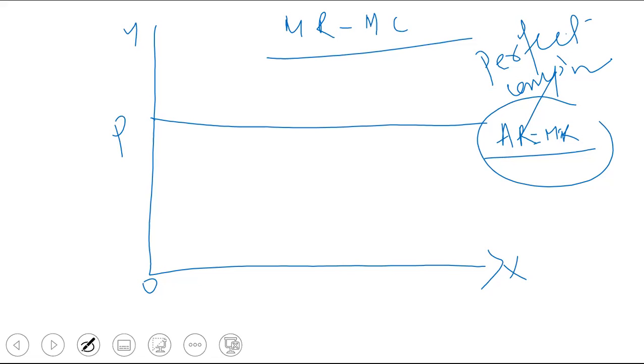So, why is AR equivalent to MR in perfect competition? Because additional units are sold at the same price. And here you can see that OP is the price level. In perfect competition, the seller is a price taker. Take down that. Seller is a price taker. What do you mean by that? It means price is already given in the market. So the seller is a price taker.